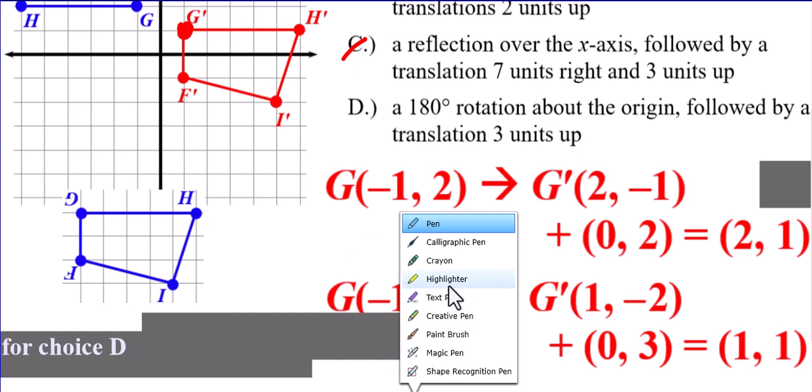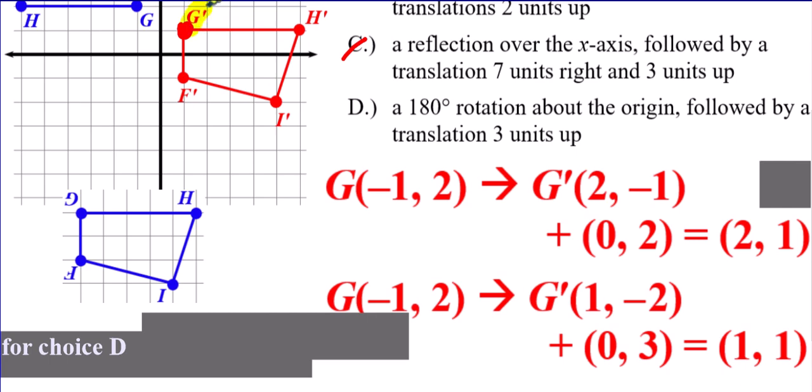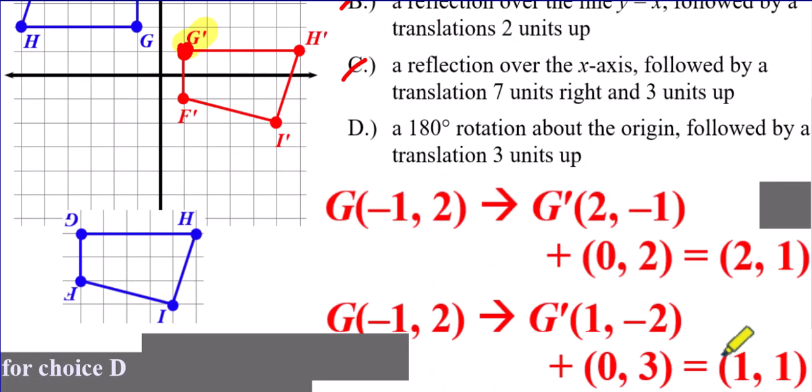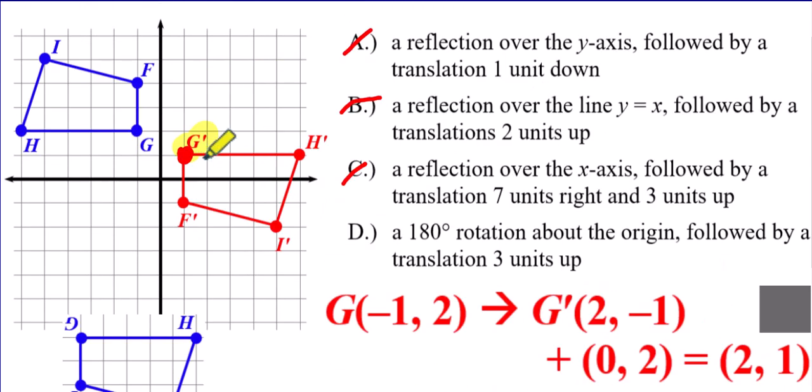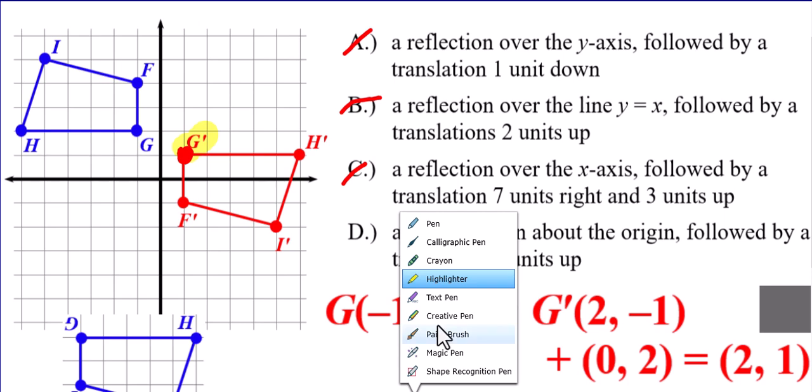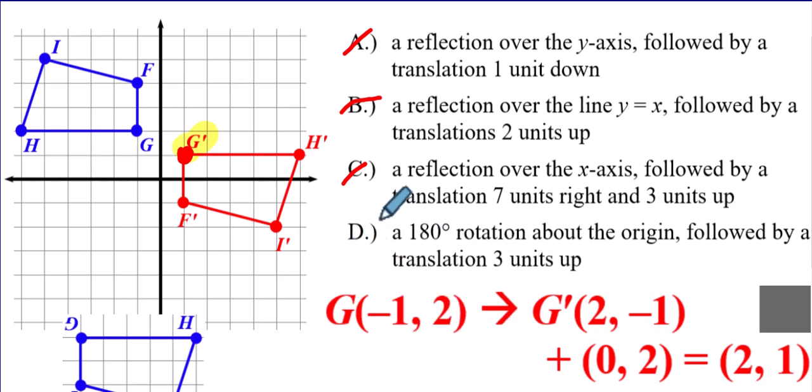I should use my highlighter so you guys can watch me here on the screen. Yes, that is what I have, 1, 1 for G prime. And I could test that again for H prime and F prime and I prime, but this was pretty clear that choice D is the only choice that makes the orientation of the quadrilateral the way that you see it here for G prime, H prime, I prime, and F prime. So let's circle it. Choice D is the correct answer.